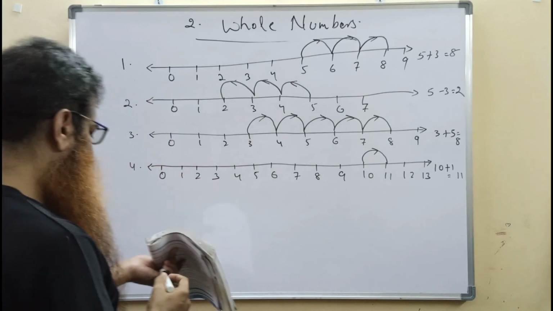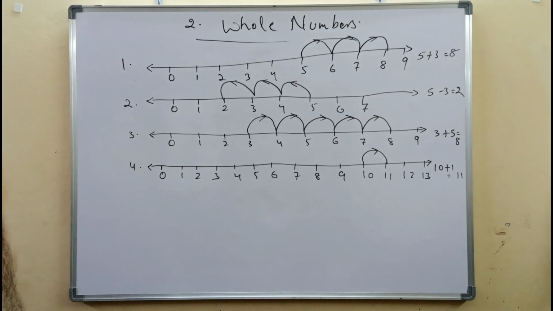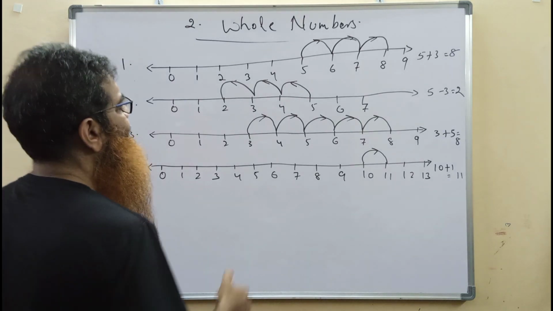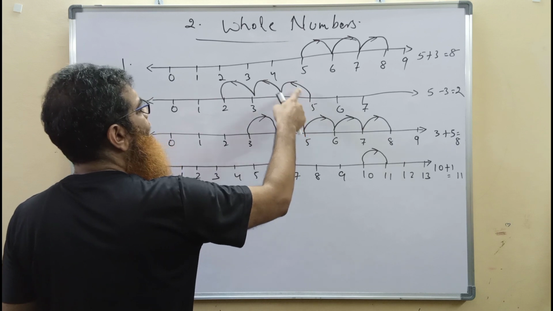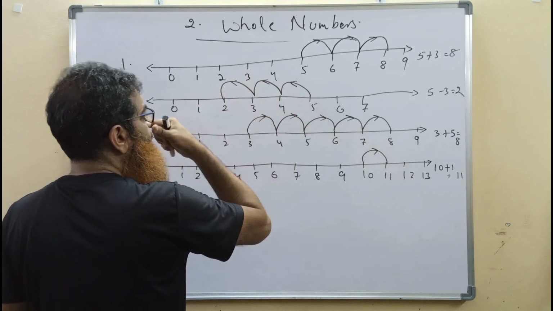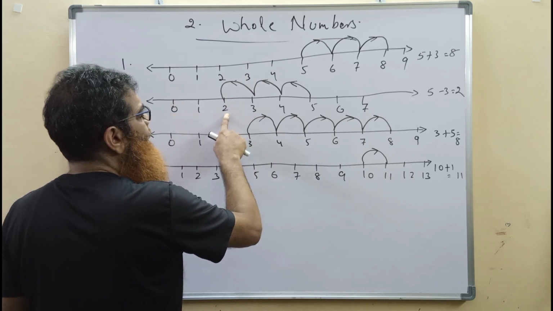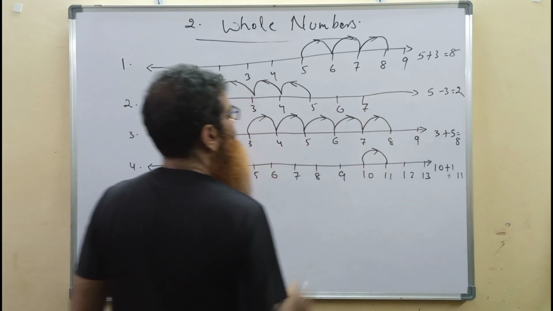Then the second thing we are trying to do is subtraction. 5 minus 3. We are subtracting, so we jump towards the left. 5 minus 1, minus 2, minus 3. 3 times we are jumping on the left. We end up at 2. 5 minus 3 is equal to 2.